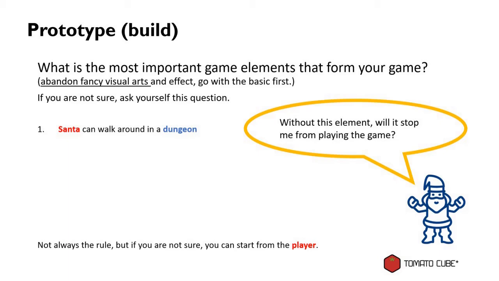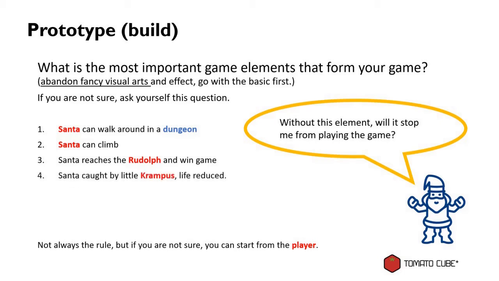So the first thing is I need to have a sprite Santa that can walk around inside a dungeon. And then the Santa can also climb. And the moment the Santa reaches the Rudolph, it will win the game. And on the other hand, if Santa is caught by the little Krampus, the life will reduce. And what else? So Santa has 3 lives.